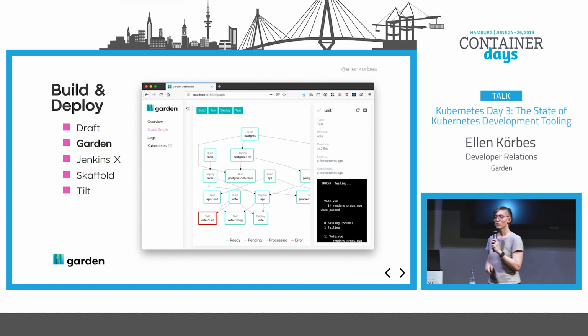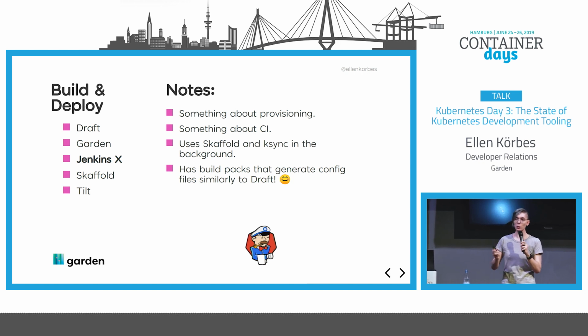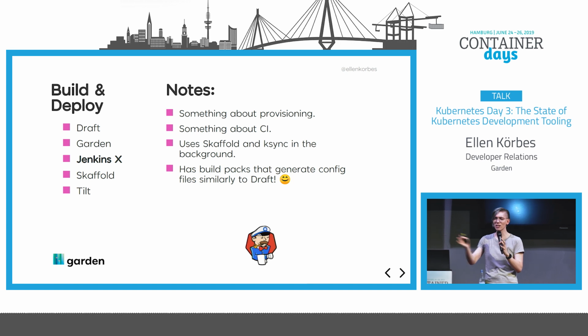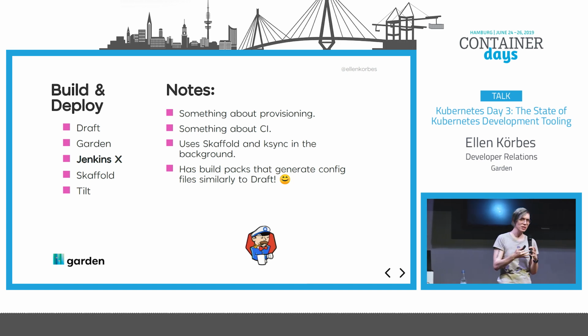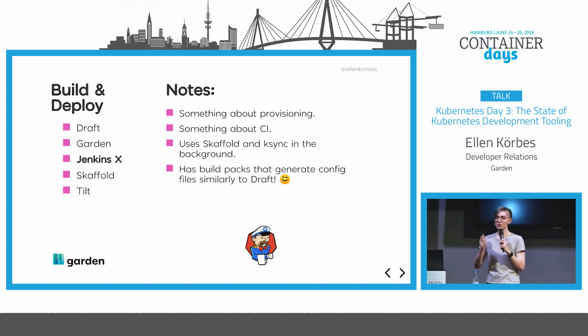Okay, enough about Garden. Next tool, Jenkins X. A lot of people love this tool. I had trouble placing it here in the talk because of the scope, because Jenkins does something about provisioning that I don't really care about. It's outside of the part of the day where I'm writing code. It does something about CI, which I also don't care about when I'm talking about this subject. And the part that Jenkins does that I do care about is basically Skaffold and KSync in the background. We already talked about KSync, and we're going to talk about Skaffold next.